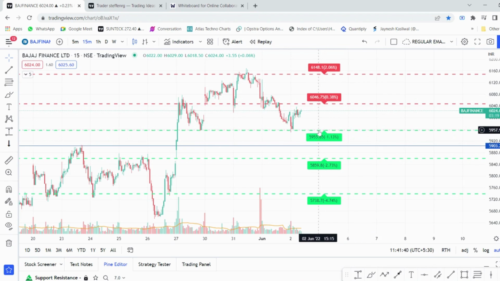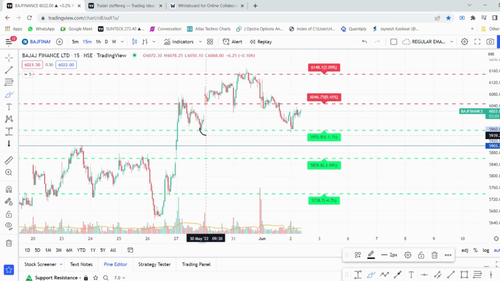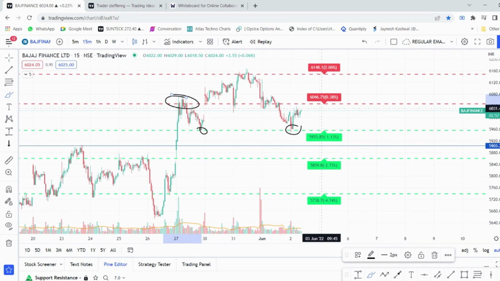So for example, here if we look at the 15-minute chart of Bajaj Finance, in this chart we can see the support line it has is exactly at 5,955 rupees. So it is plotting exactly at those levels. As you can see, this is an area of support and this becomes the area of resistance. Now this also plots the difference between the support and resistance from the current market price, and we can change the number of support and resistance that we want on the chart.